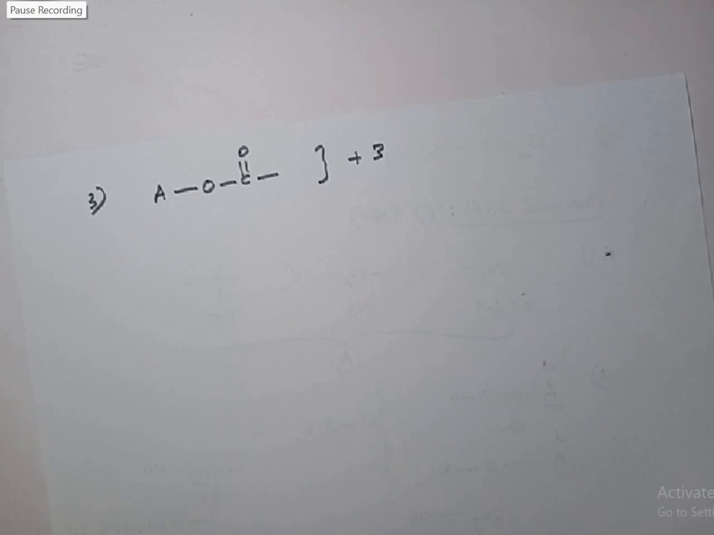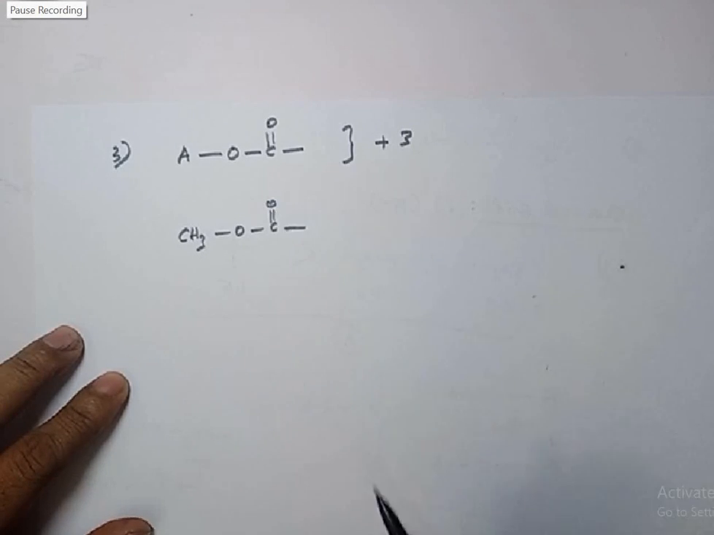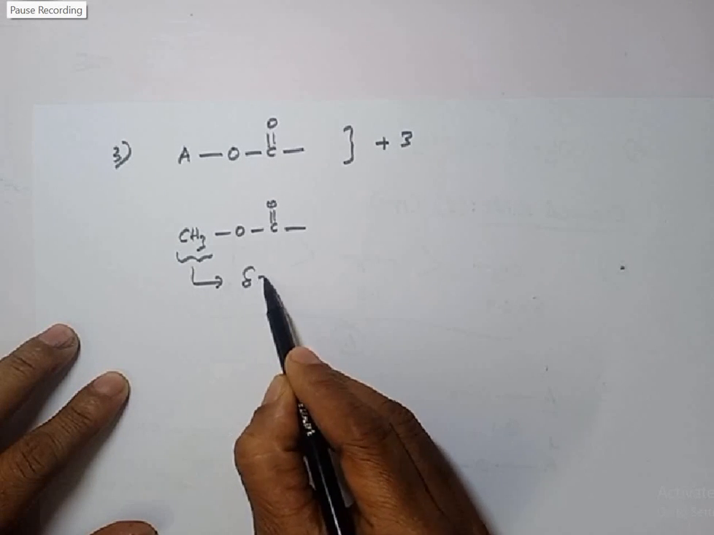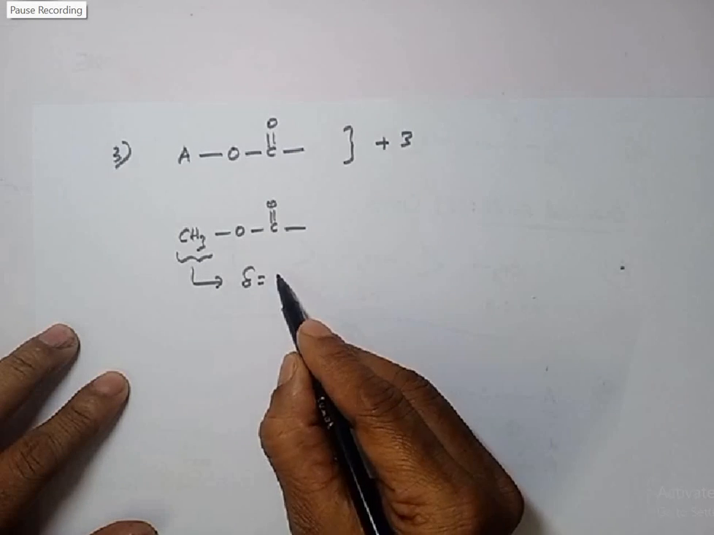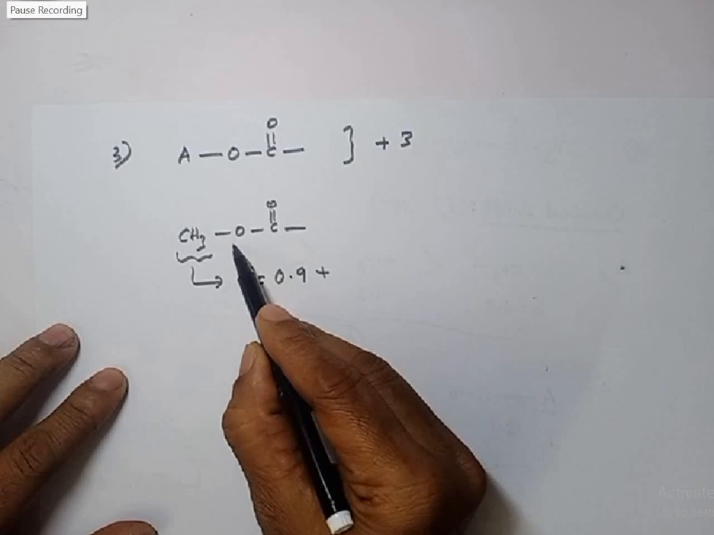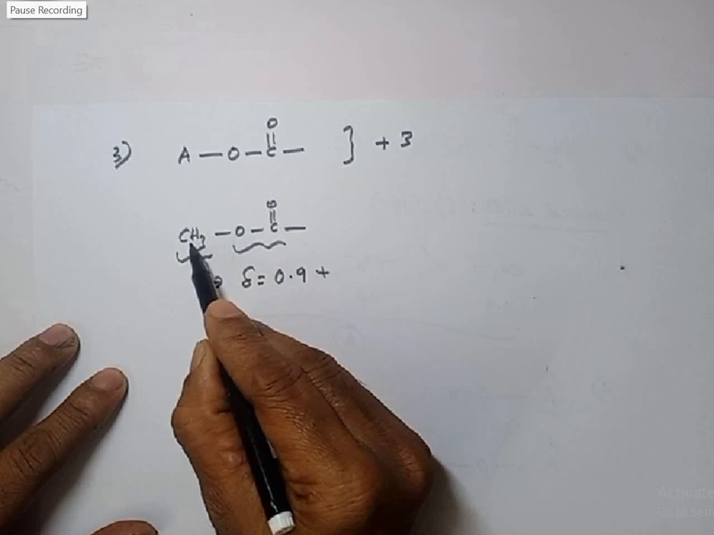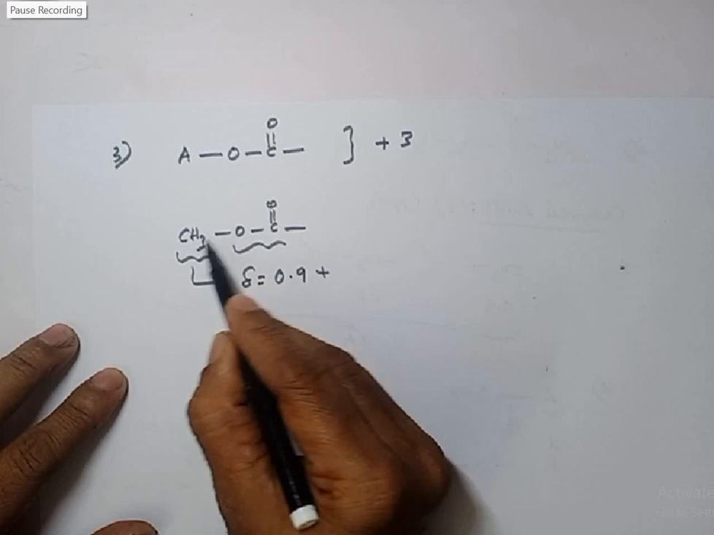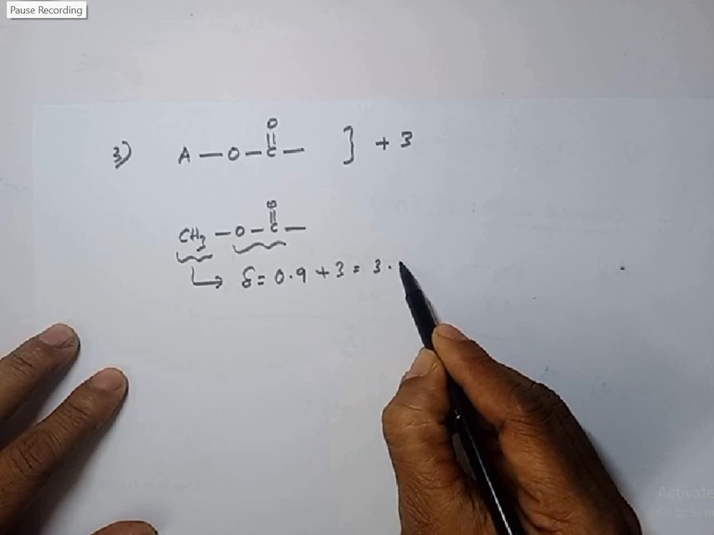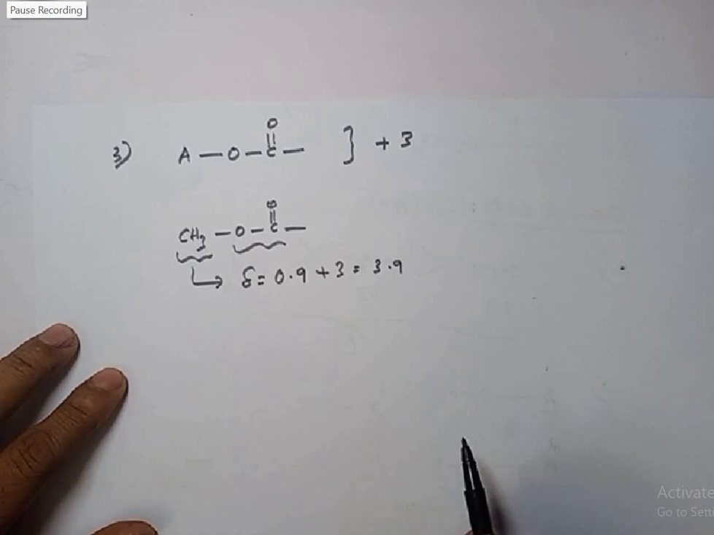Take note. Suppose I have a CH3OCO group in a molecule. Can anyone tell me the chemical shift of this methyl group? What is the usual value? The usual value is 0.9. Now the oxygen of the ester group is attached. Observe carefully. This is the ester group, and the oxygen of the ester group is connected to this. So add 3. We'll get the answer as 3.9.